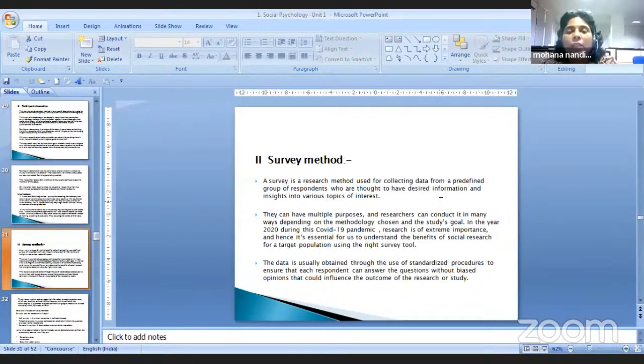See here, the survey is a research method used for collecting data. This survey we can do even in front of a mall, in a metro station, or in a shop, anywhere. Wherever you want to collect the desired information from the desired group based on your topic of interest, we can start doing the survey method. Whenever we are doing a study using the survey method, we have multiple purposes, and researchers can conduct it in many ways depending on the methodology chosen in the study and its goal.